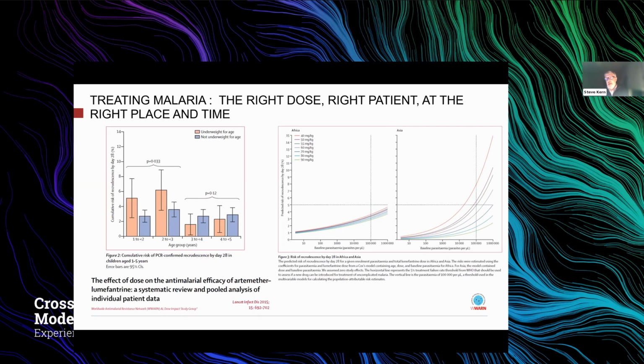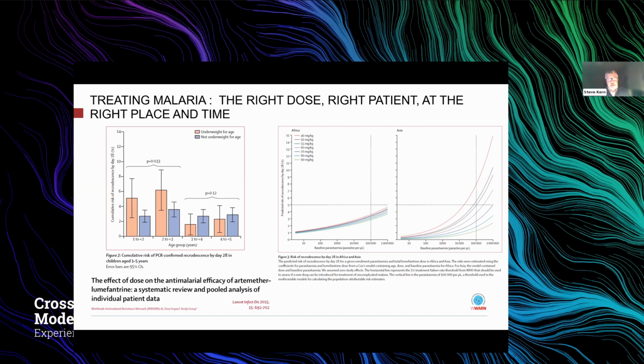WARN is actually a group of researchers that focus on aggregating data that comes in through the clinical world, then look for signs that might tell you something about behavior that might be unexpected for a particular therapeutic. In this case, it's for treating malaria. And the key is to get the right dose for the right patient at the right place and the right time.